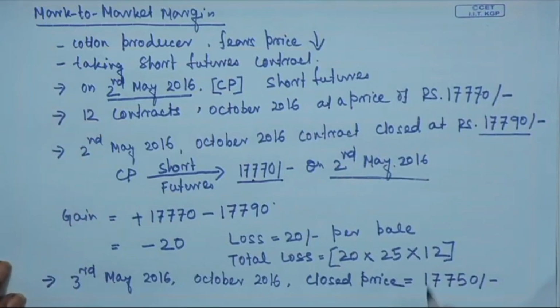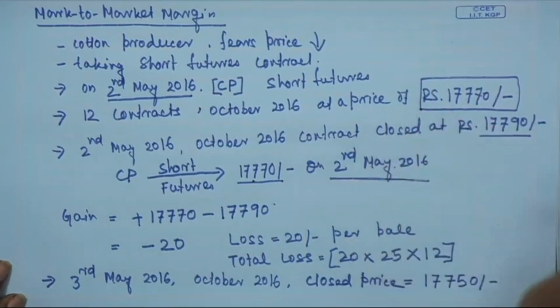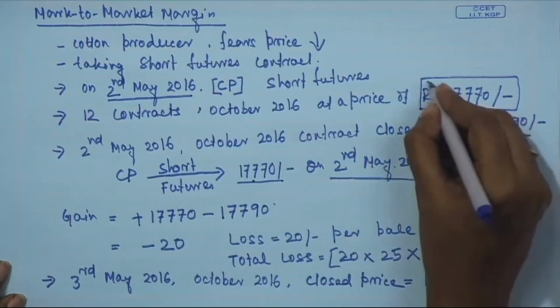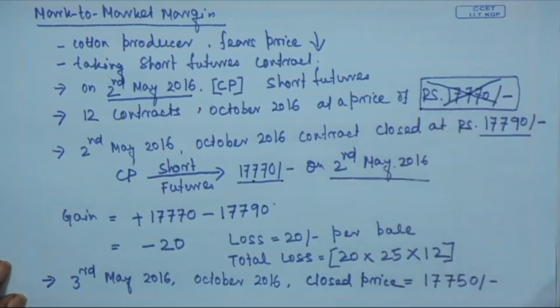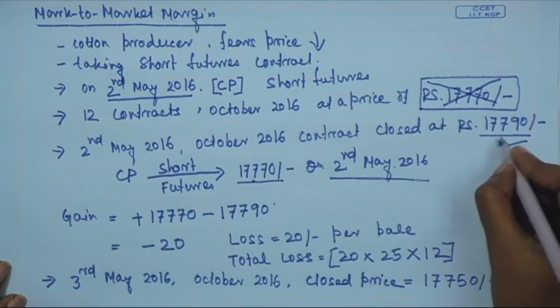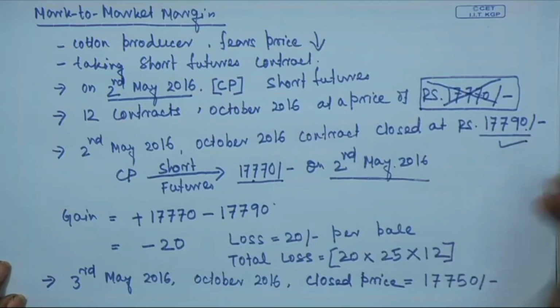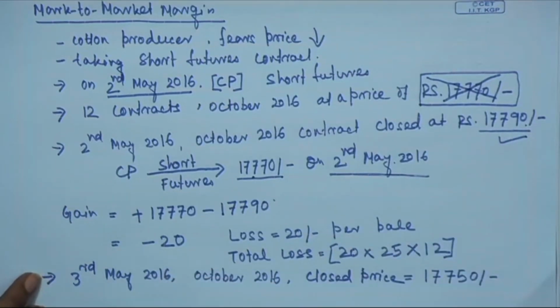Now the mark to market margin will also be calculated on 3rd May. However, this initial price is no more relevant for the mark to market margin calculation for 3rd May. So this is no more relevant. What is relevant is the price prevailing at the end of the day, the closing price on 2nd May, that is 17,810.